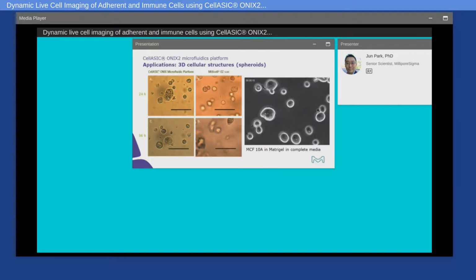I would like to close the application part with 3D live cell imaging. We know that currently 3D tissue culturing is a very hot topic. Shown on the left side are images of MCF cells grown in our microfluidic plate compared to a regular chamber slide. Let's take a closer look at how these cells form 3D structures in our plate.